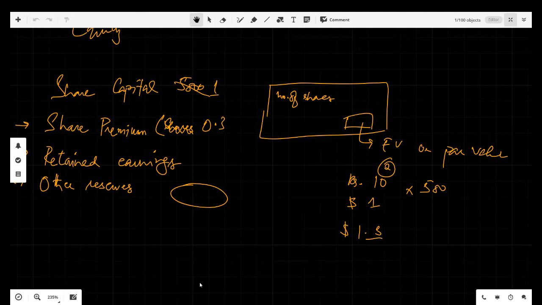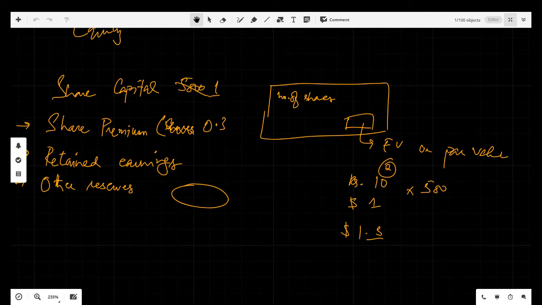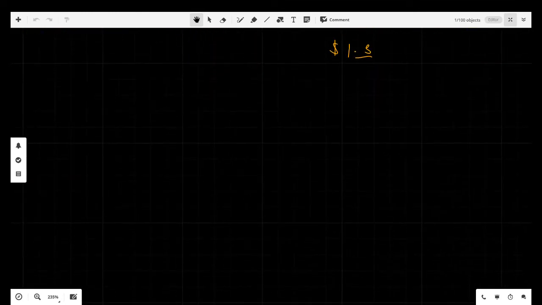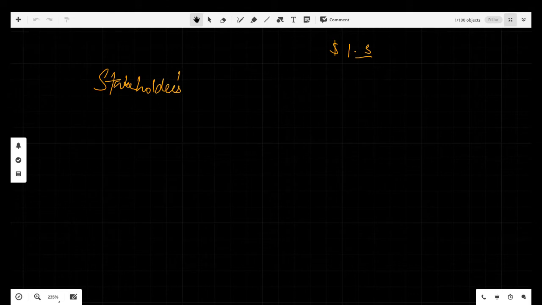Then there is this question of what is the stakeholders' interest in a business. We have partly discussed this before when we discussed the stakeholder concept, but let's quickly do it again. Stakeholders' interest in business. So the first stakeholder that we usually discuss is the shareholders. What is the shareholders' interest in the business?